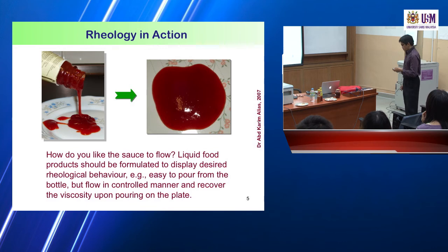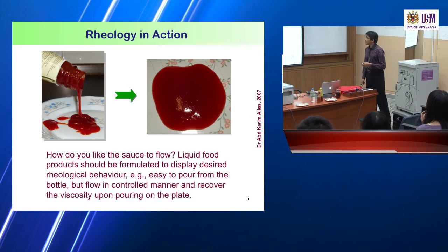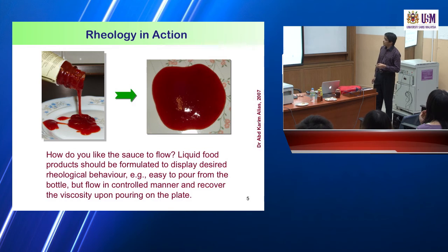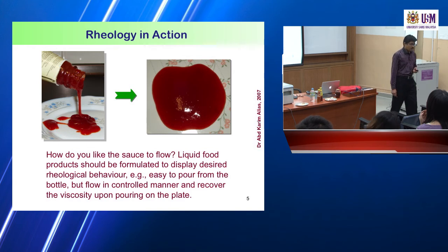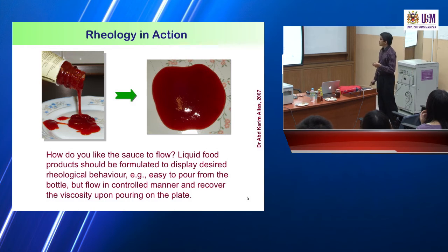So the flow behavior depends on how we formulate. A liquid like juice, like this one, will flow easily and readily. A more viscous one like chocolate milk will flow, but maybe not as readily as, say, a fruit juice. So when we formulate the product, for when the consumer drinks through a straw and so on, the rheological property, the viscosity of the material, will influence the organoleptic, the mouthfeel property. Like this yogurt is thicker.